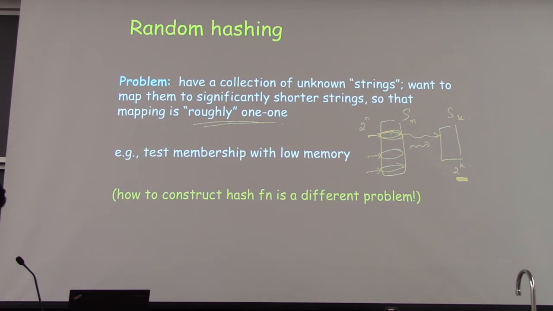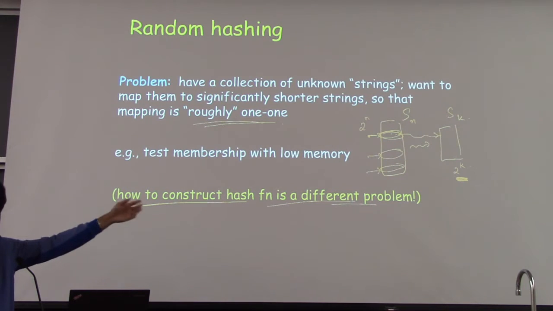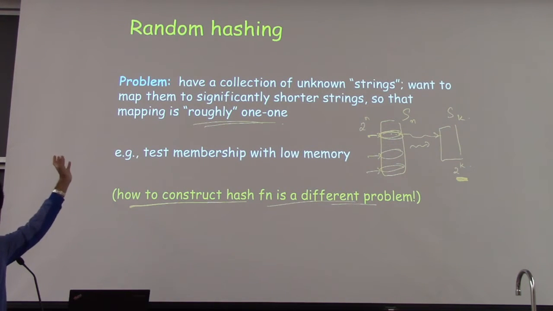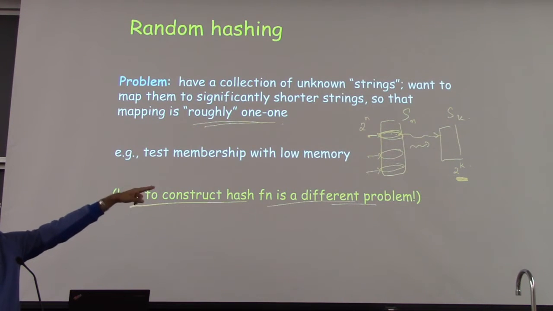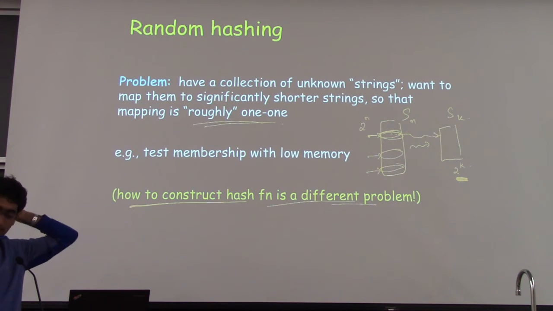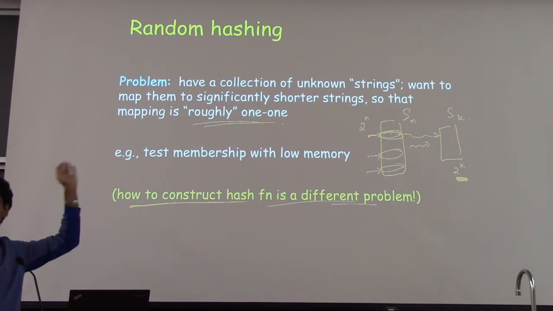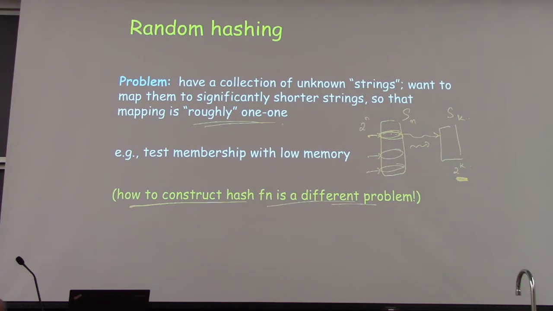One thing to bear in mind is that how to construct such a hash function is a different problem, and it's usually non-trivial. If you have a long string, how do you quickly come up with a hash that maps to a uniformly random string? That's an interesting problem in itself, and it's not so difficult. We'll see examples in the homework, but it's not trivial. For now, we don't worry about it, and we just think of being able to do that. This is the situation we will analyze.